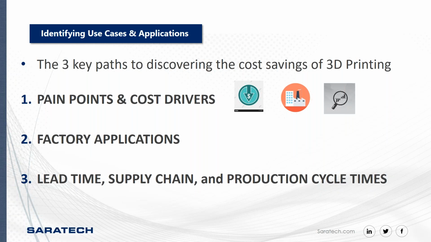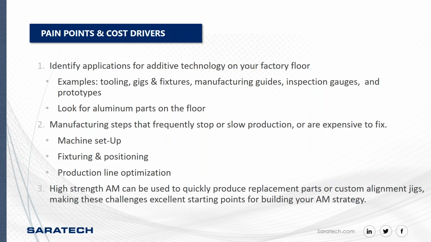You might be able to do that with additive manufacturing, that same day. So building a little bit on the pain points and cost drivers, some areas specifically to look into on your factory floor are tooling, jigs and fixtures, manufacturing guides, inspection gauges, and prototypes. These are some of the most common ones. There are certainly a lot of others, but these are ones that we see pretty commonly and also represent some of the low-hanging fruit for you.